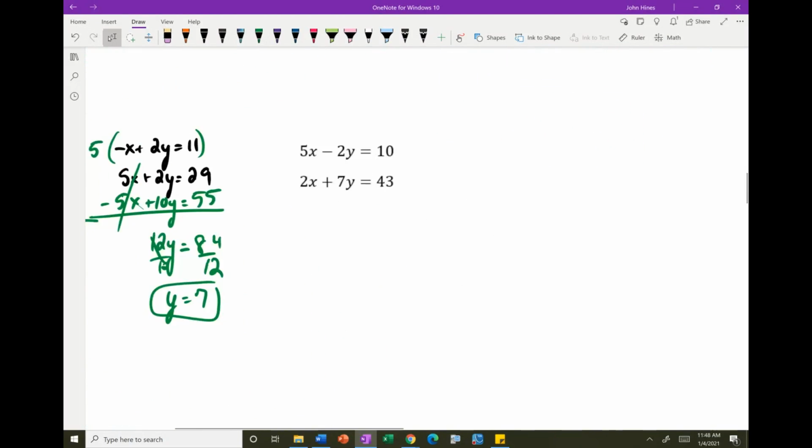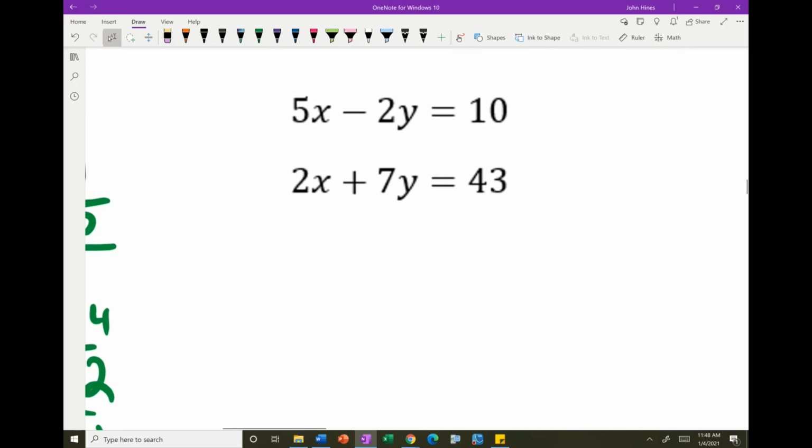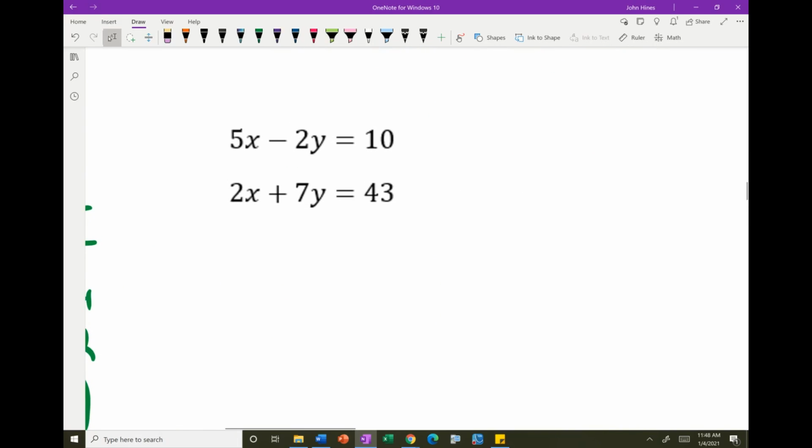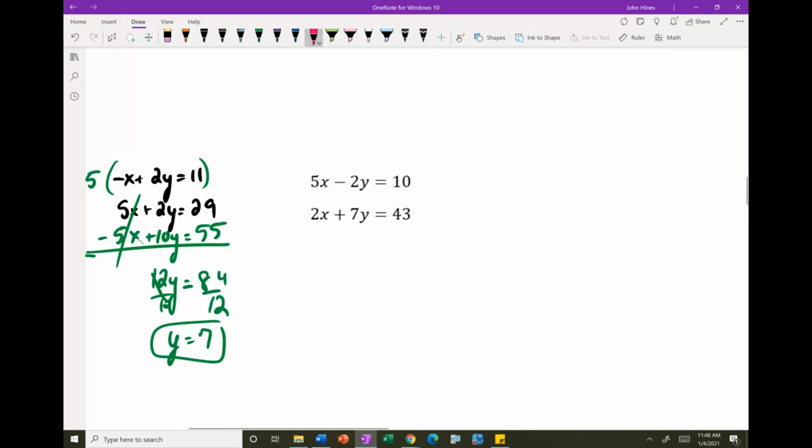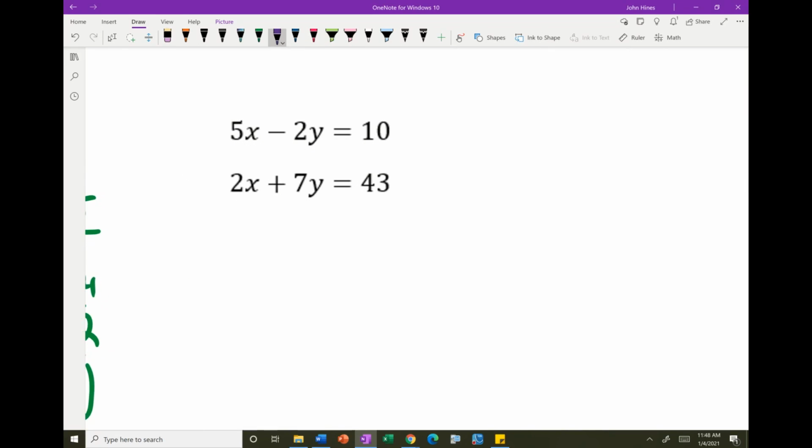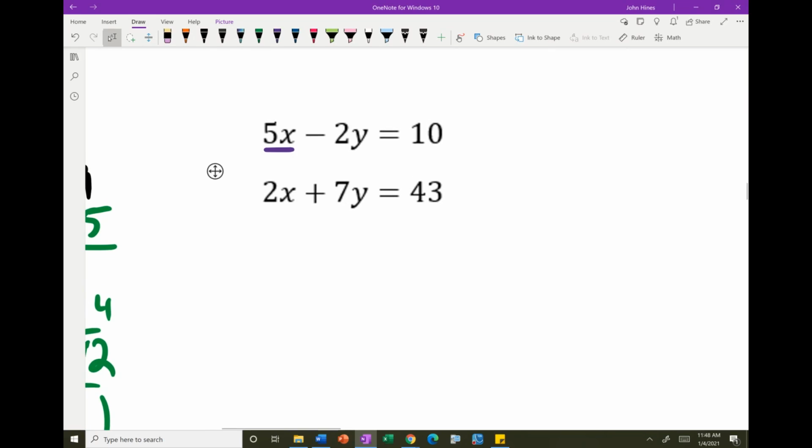This next one here is worst case scenario. I haven't used, what color haven't I used yet? I did green, I didn't use purple yet. So worst case scenario here, I've got a 5 and a 2, those aren't opposites. A 2 and a 7, those aren't opposites. So I've got to multiply both of them.